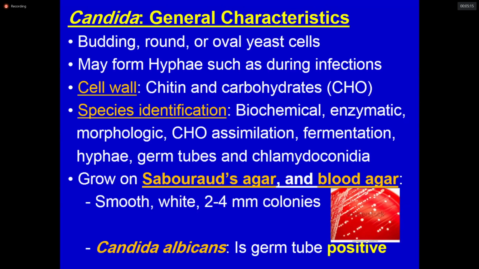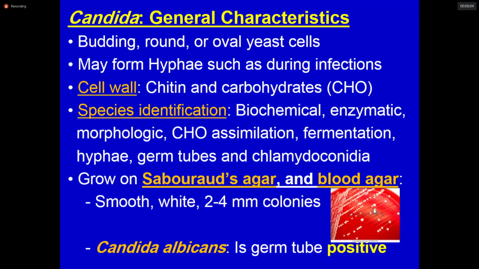How do we identify Candida albicans and say this is Candida albicans? There are a variety of methods: biochemical, enzymatic, morphologic, carbohydrate assimilation, fermentation, hyphae and germ tube formation. This test is very important. And chlamydoconidia formation. I will tell you in a moment what chlamydoconidia are. They can be grown on special media like Sabouraud agar, a common fungal medium used for cultivation, and this microbe can also grow on blood agar.